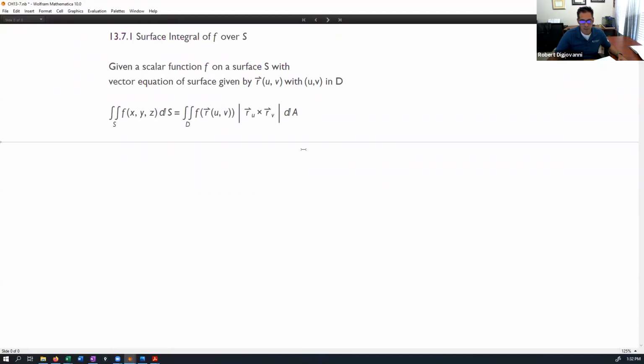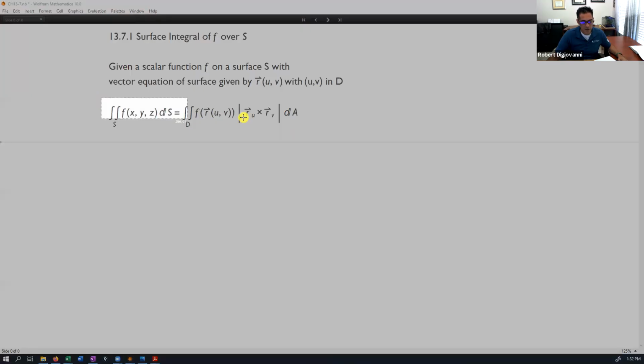So let's do this example. What I'm going to do is take this. Oh, you know what? I believe this is formula A. Double check on your formulas.